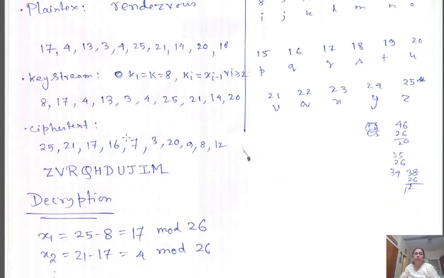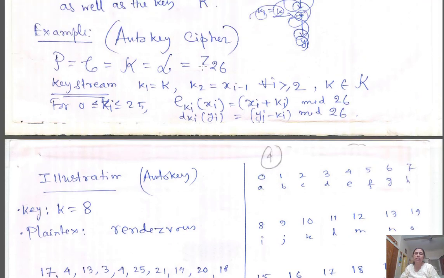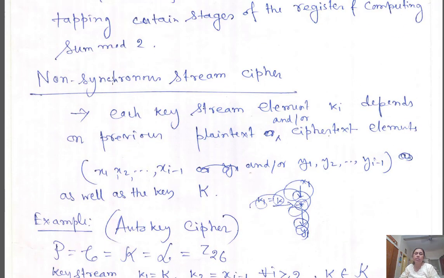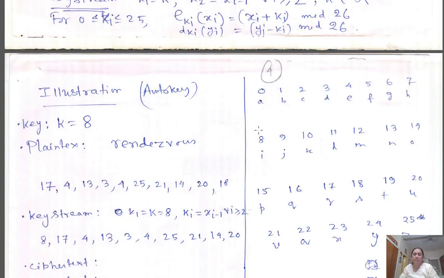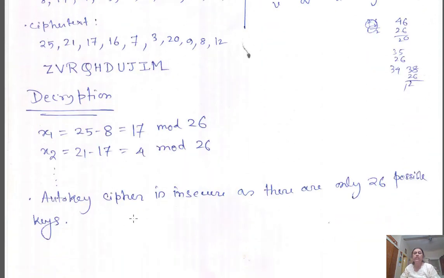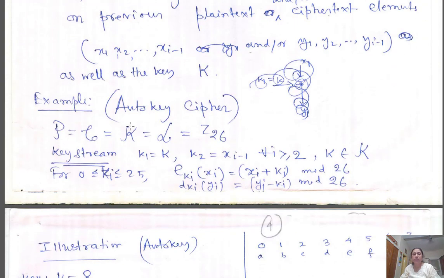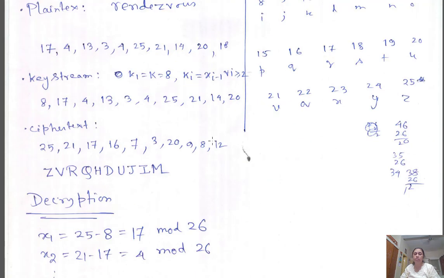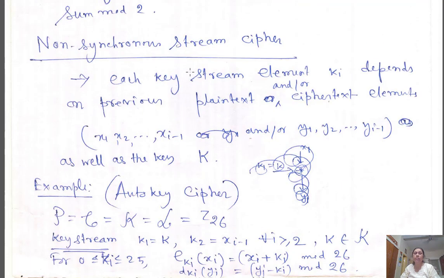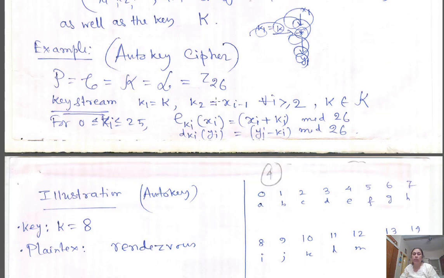However, this auto key is just for illustration. This is a non-synchronous or asynchronous stream cipher. However, this cipher is not secure because your key space consists of only 26 keys. So by exhaustive search, you can easily break it by trying out all possible 26 keys. So it is not secure. But anyway, just to illustrate how a non-synchronous stream cipher works, we have taken this example.